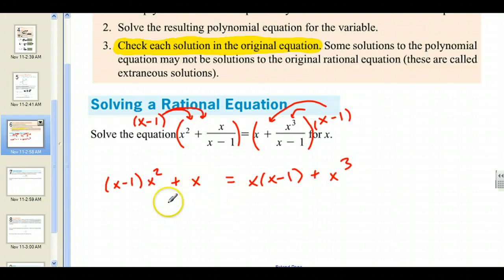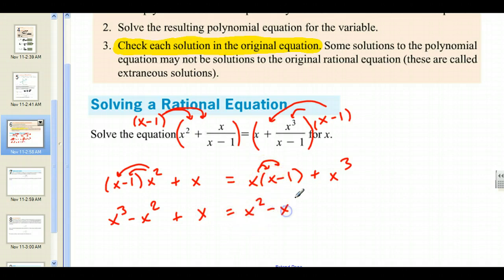Alright, now this is the polynomial equation that step 2 was talking about. Solve that resulting polynomial equation. So I'm going to need to distribute again on both sides to clear out the parentheses. And I've got x cubed minus x squared plus x equals, on this side I've got an x squared minus x plus x cubed.